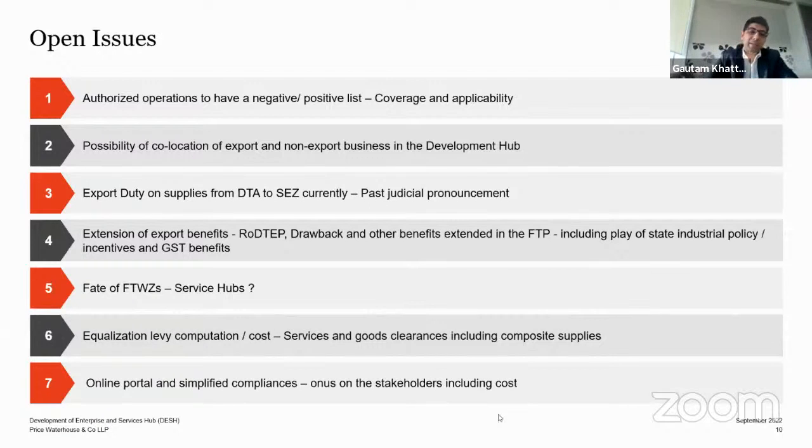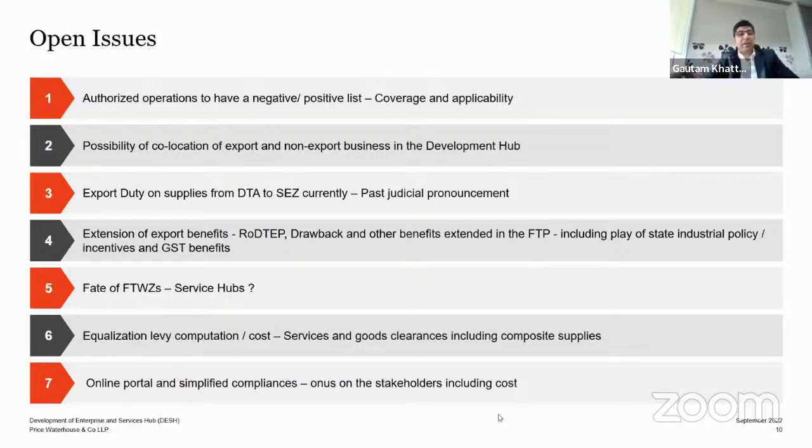Also, while the bill addresses that if there is a domestic vendor which supplies to SEZ, and from a GST perspective this is zero rated, whether other export incentives like drawback, etc., would be available to that vendor or not. So both ways: export incentives to the vendor supplying to the unit in a development hub, and the unit exporting goods out, whether they would be entitled to all the export incentives which any other unit outside a development hub is available.